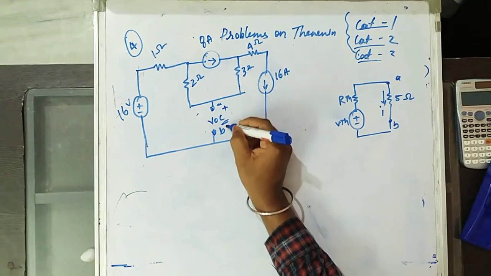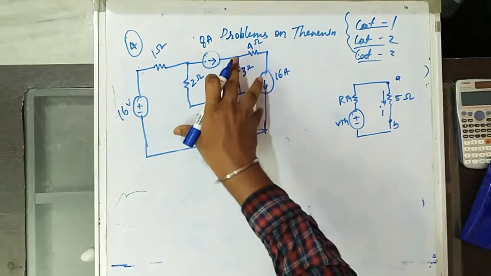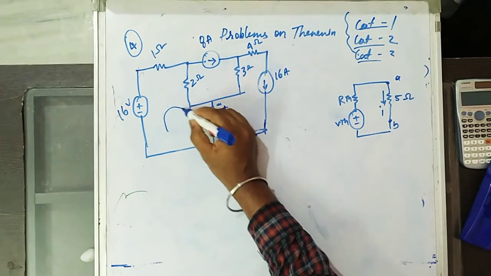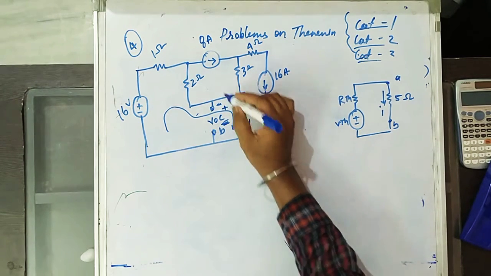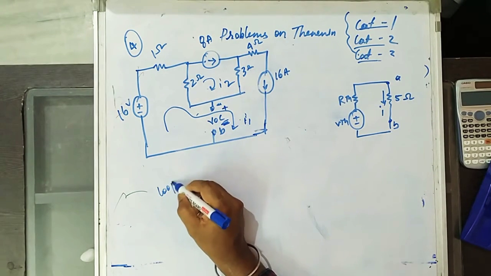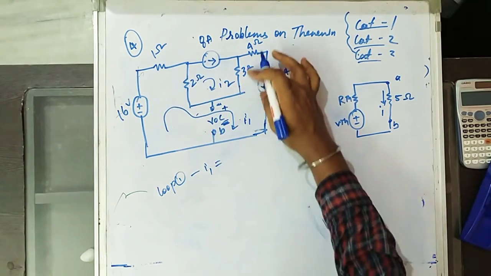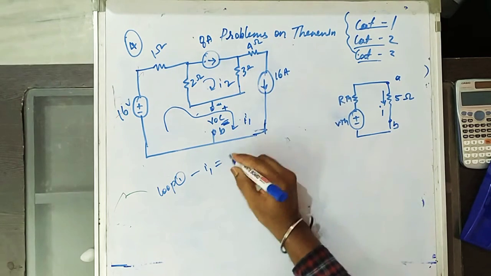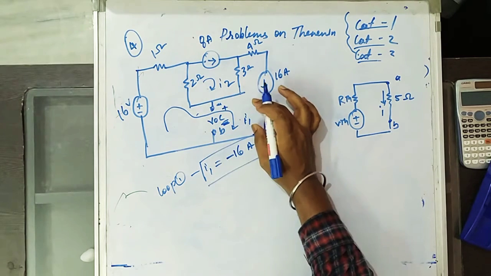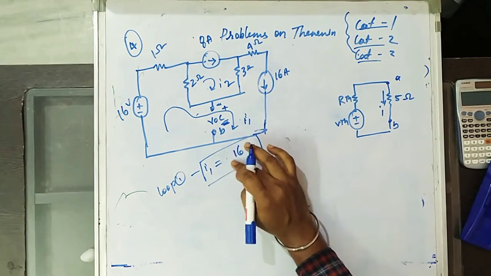Now we place this terminal like this. This circuit is open. That means you have this one loop and this is another loop. Finding the loop currents, this is the I1 current and this is I2. In loop 1, you have a current source here, so I1 is 16 amps. Sorry, not minus 16, only plus 16 amps.